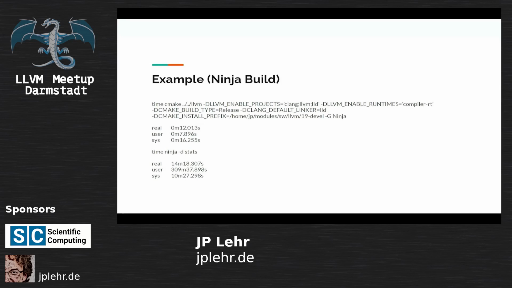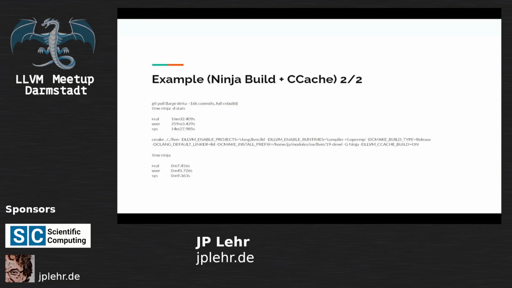If we now switch to Ninja, we configure a little shorter, so 12 seconds here, and we bring the compilation time down to about 14 minutes. Now I use the legacy Ccache build option on, so configure time doesn't change, compile time doesn't change. But the next thing that I did was a git pull, and for some weird reason I had a delta of about 16,000 commits, so I probably didn't update my repository for quite some time. That pretty much is just a full rebuild, because you cannot benefit from anything you cached. So the compilation time again was about 16.5 minutes here.